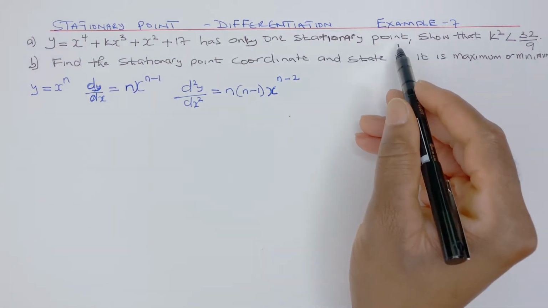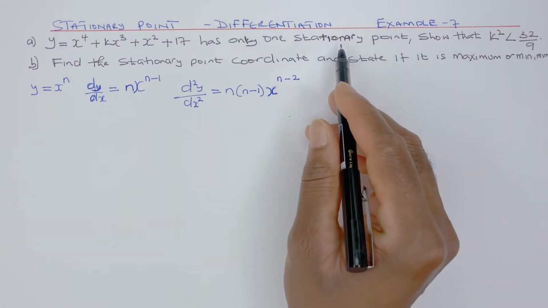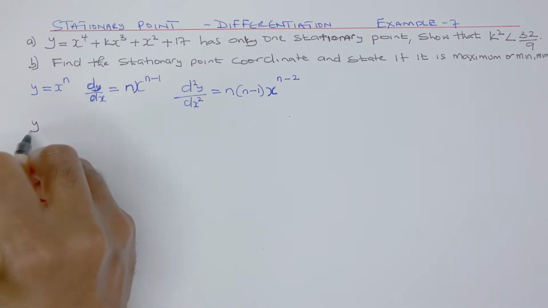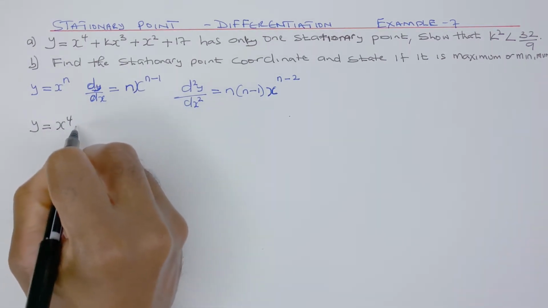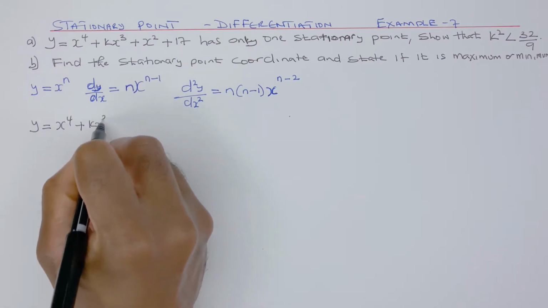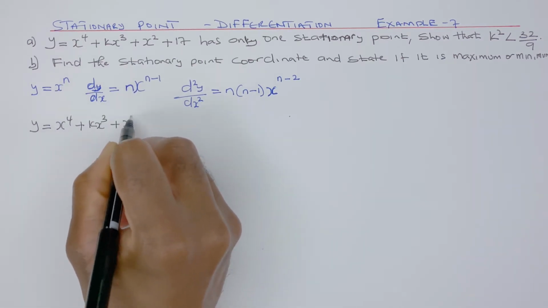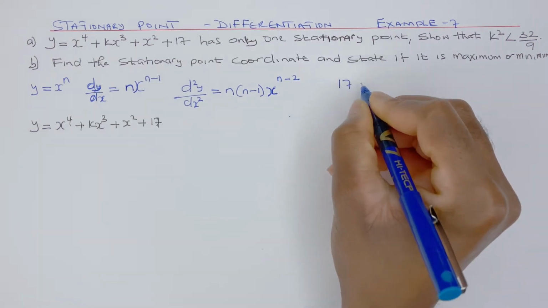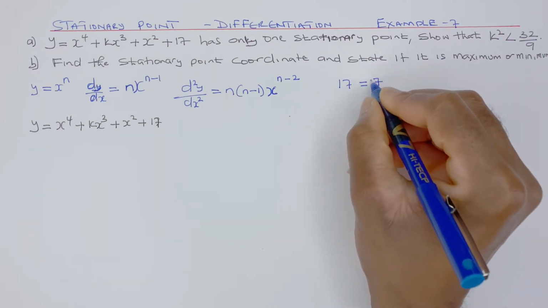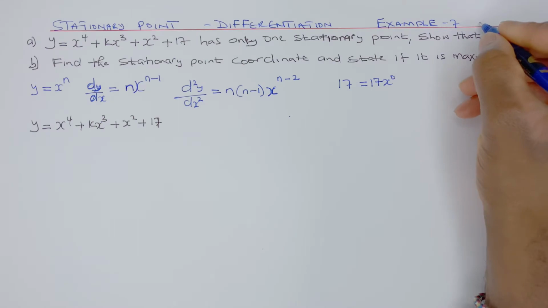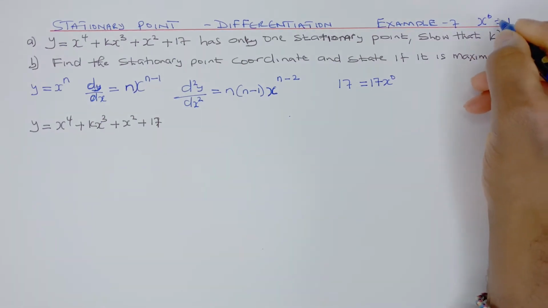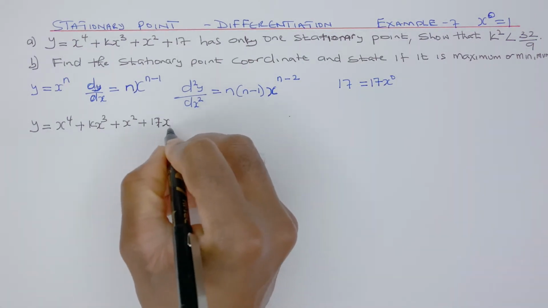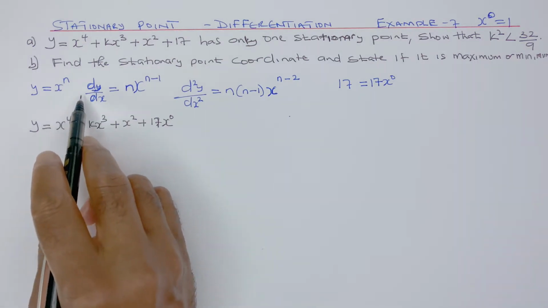We're talking about a stationary point. That means dy/dx will be equal to 0. So let's have our function in this format: y equals x to the power 4 plus kx to the power 3 plus x squared plus 17. A constant, in this case 17, is also 17x to the power 0, where x to the power 0 equals 1. Therefore, 1 times 17 is 17. Now we can apply dy/dx.